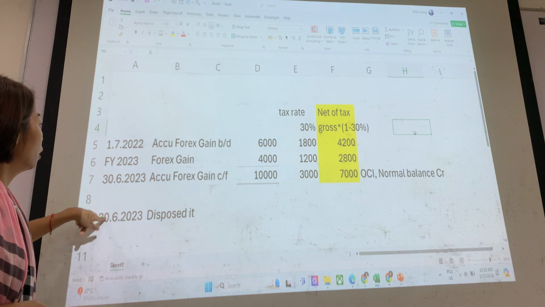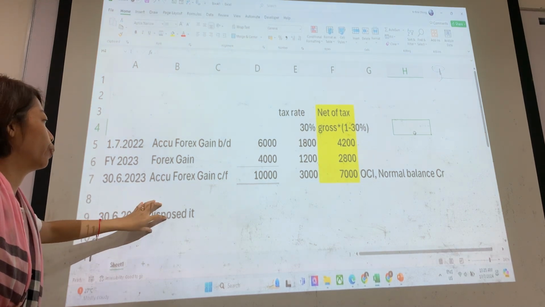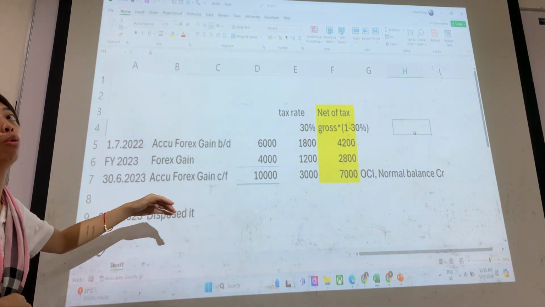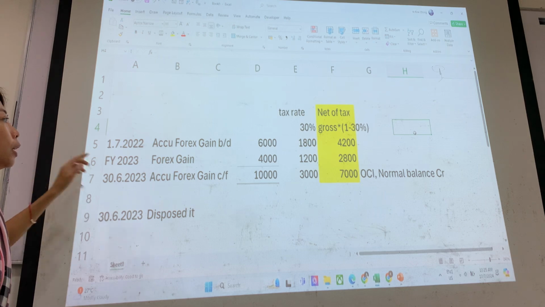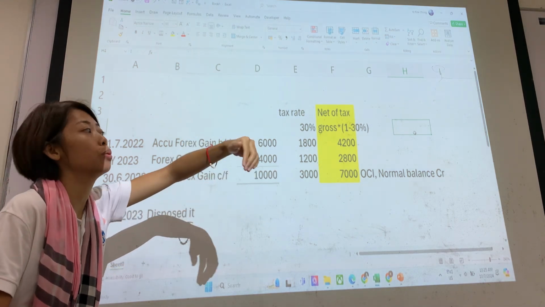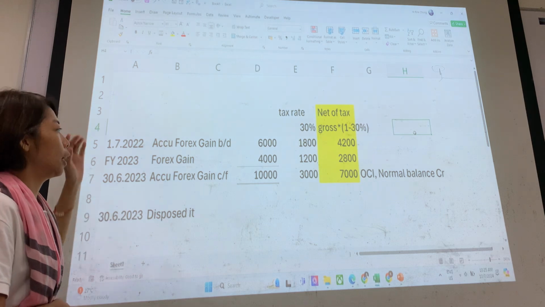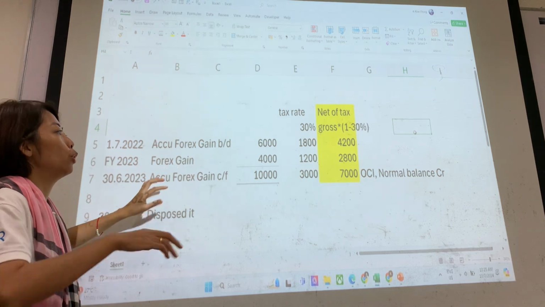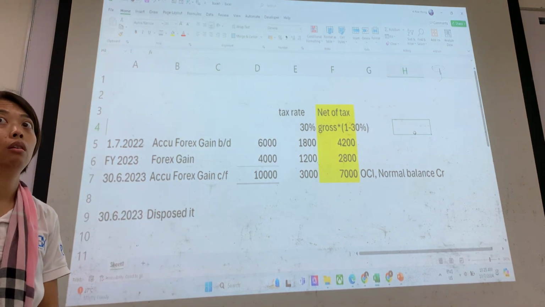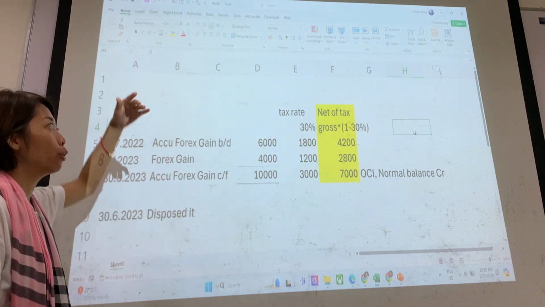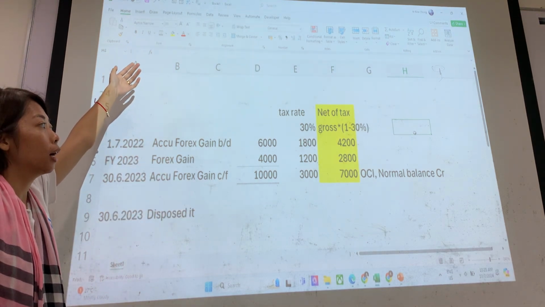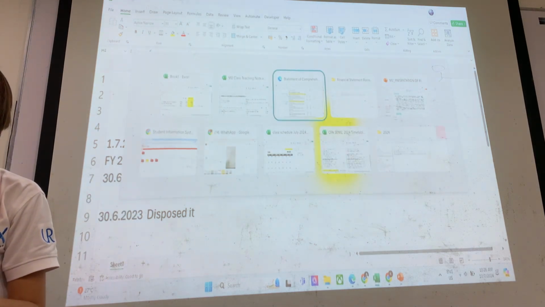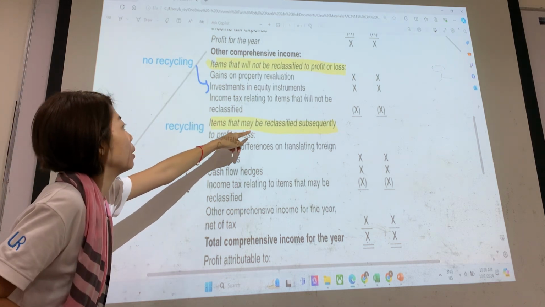So today, the 3rd of June, we have decided to dispose of it and we managed to dispose of it. So once you dispose of it, what are you going to do? You will zeroize it. You will debit it out, because just now we said the normal balance is credit side, right? So when you decrease it to zero, you have to debit it out. Then you will debit this thing out and credit profit or loss. You will debit the gain and it will increase your profit for the year up there, because this is classified under the category of items that may be reclassified subsequently.